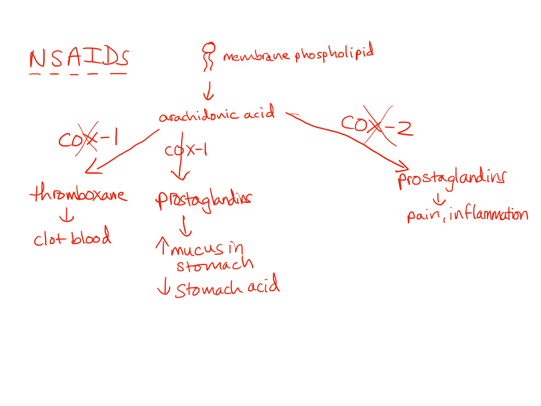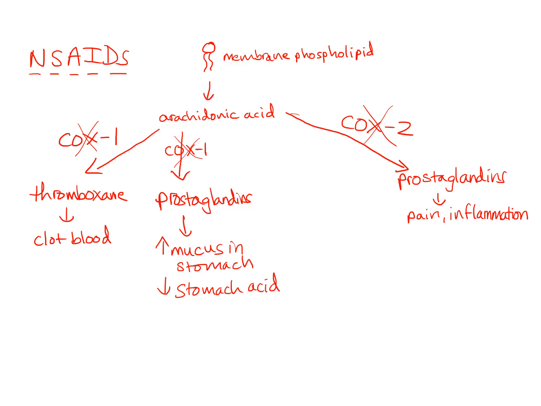So another side effect we can see with taking these NSAIDs is that by blocking this COX-1 enzyme, you block the production of these prostaglandins. You don't produce as much of that protective mucus layer in your stomach. You also end up producing more stomach acid, and then you can end up with a stomach ulcer, which could be really bad because if the ulcer ends up going all the way through your stomach wall, then you have stomach contents leaking out into your abdominal cavity, and that can actually kill you. So that could be pretty serious.